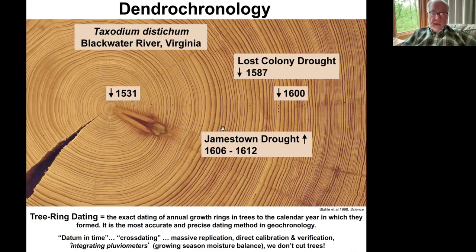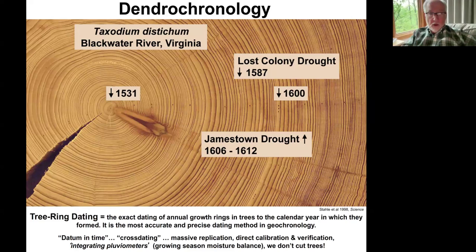But tree ring dating is the exact dating of annual growth rings in trees to the calendar year in which they formed. It is the most accurate and precise dating method in geochronology. And so the way it works here is you look at this, and that year right there, the pith ring, the innermost ring on this tree, which was dead, I'll have you know.